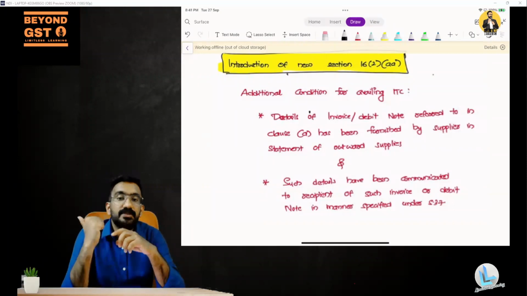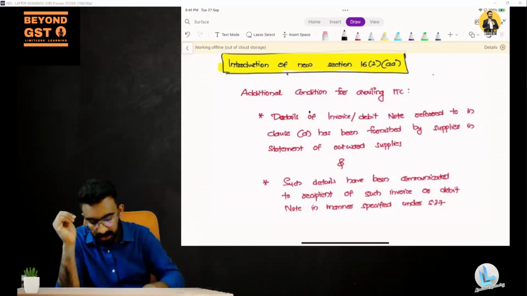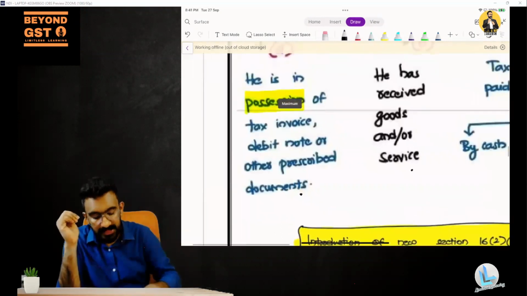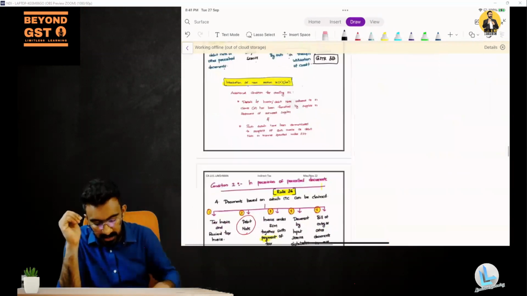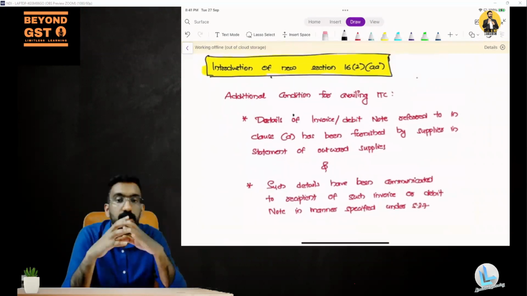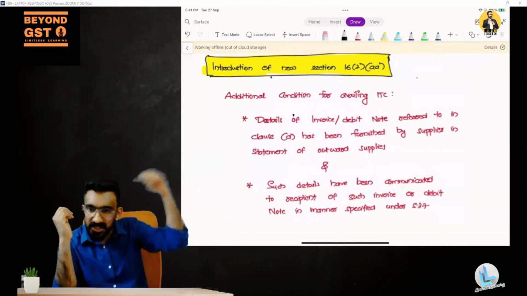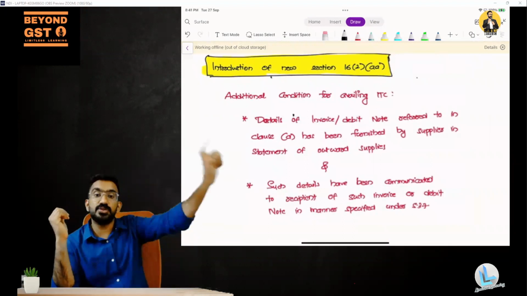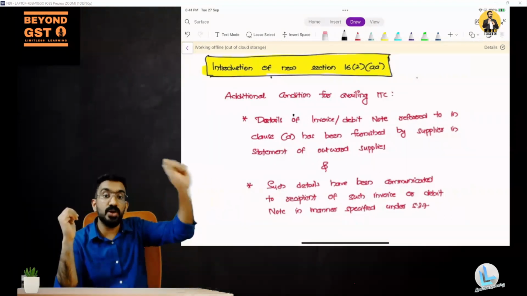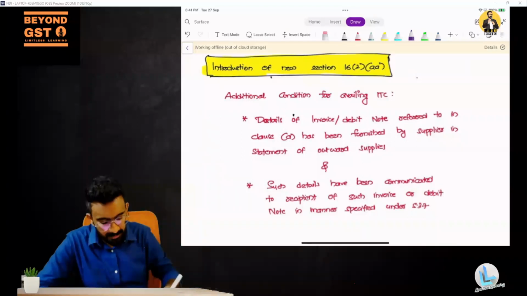Now they're saying the fifth condition. The detail of the invoice you are mentioning in clause A, you're saying that you're in possession of an invoice. The details of such invoice or debit note referred to in clause A must have been furnished by the supplier of your product. So you're purchasing from someone, right? He has to furnish that invoice in his statement of outward supply. What is the statement of outward supplies?